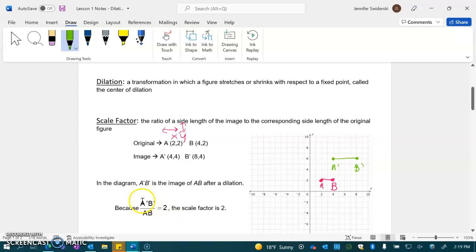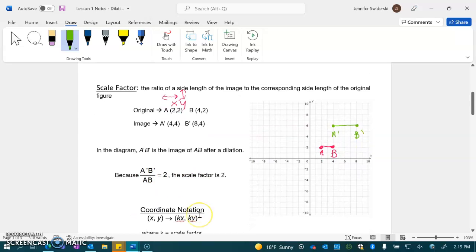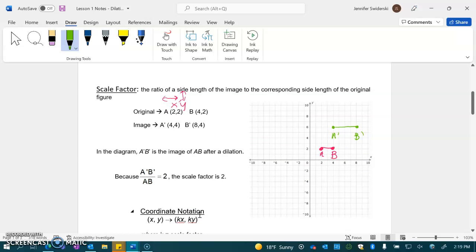So it says here that A prime, B prime, right, over AB is 2. So the scale factor is 2. So you might be saying, well, Mr. Dursky, how did I get that? Well, if I have A prime, B prime, I see that that is going to be a length of 1, 2, 3, 4 over AB is 1, 2. I know 4 divided by 2 is 2, so our scale factor is 2. Basically, that's saying that from the pink to the green, I made my line 2 times bigger.